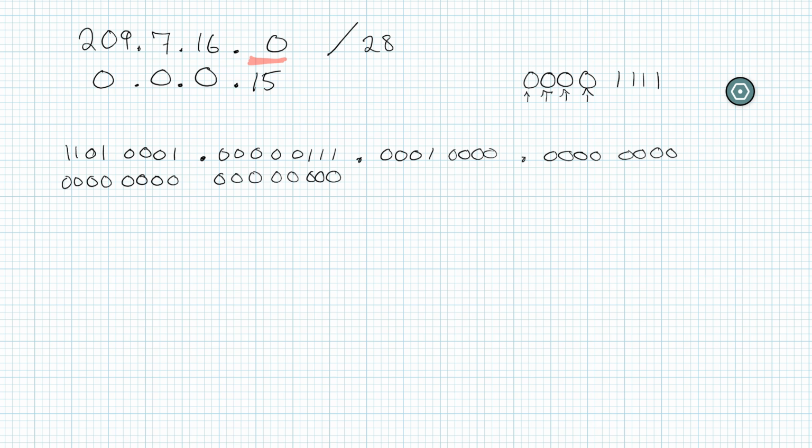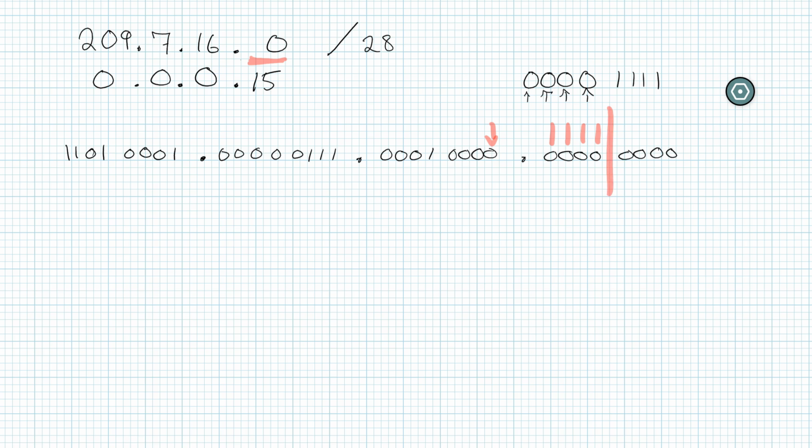Okay, so ones mean we're matching exactly. Sorry, zeros mean we're matching exactly. Okay, so we have 11010001. That's 209.7.16.0 written in binary form. In order to match this, we know that a 0 is a match and a 1 is an ignore. We want to match all of the network bits all the way up to, if this is 24 bits, 25, 26, 27, 28. So we want to match up to there.